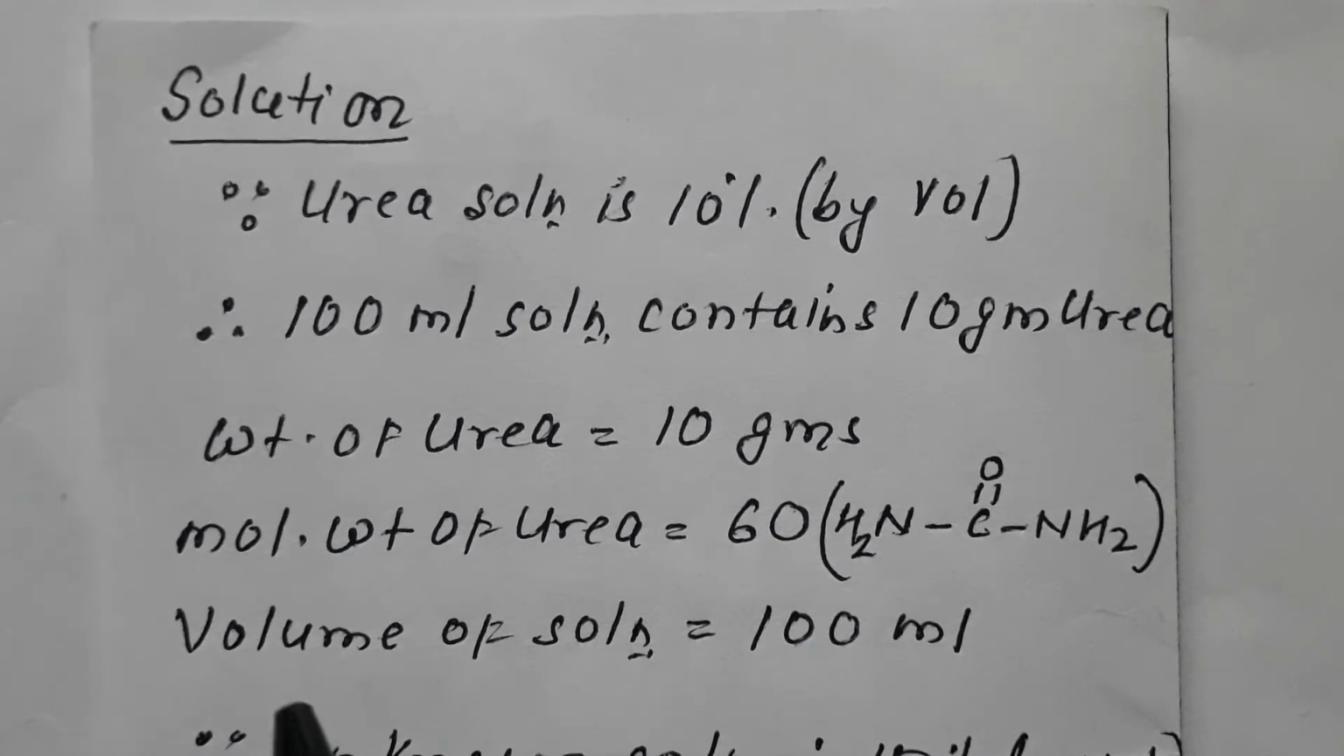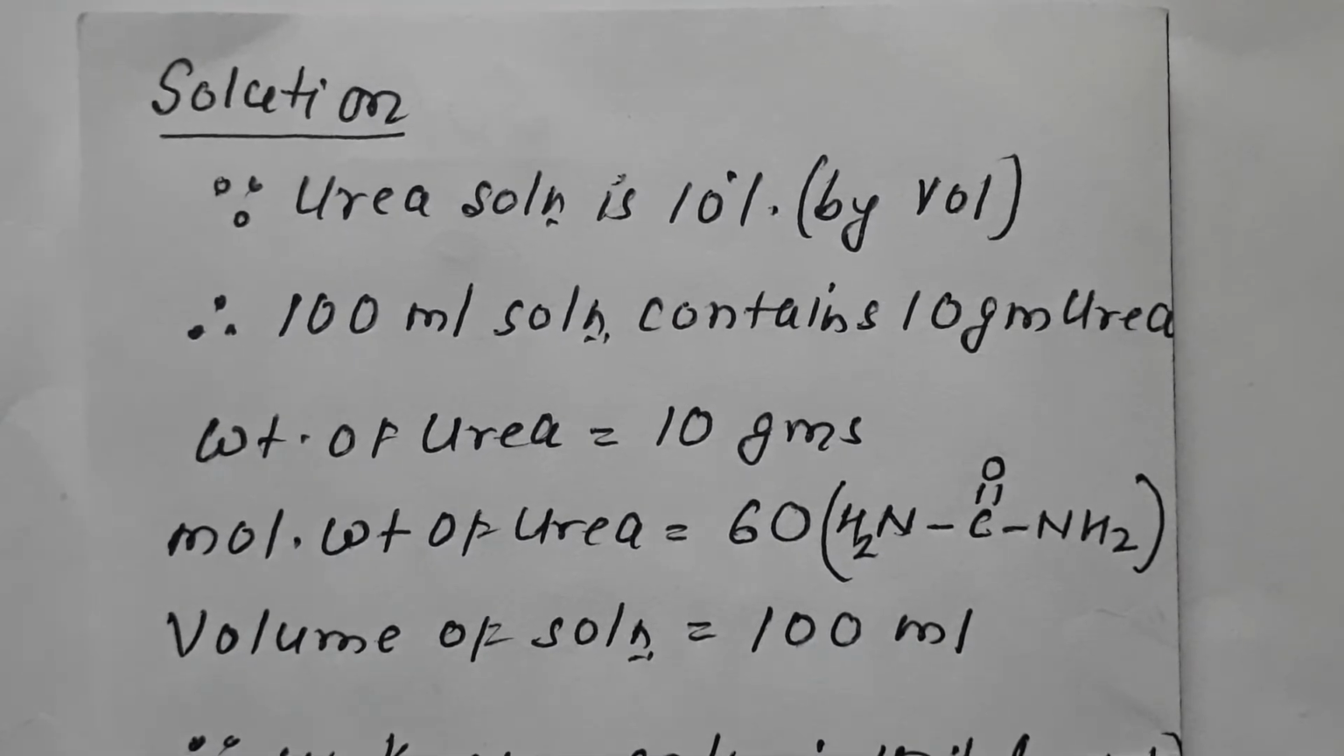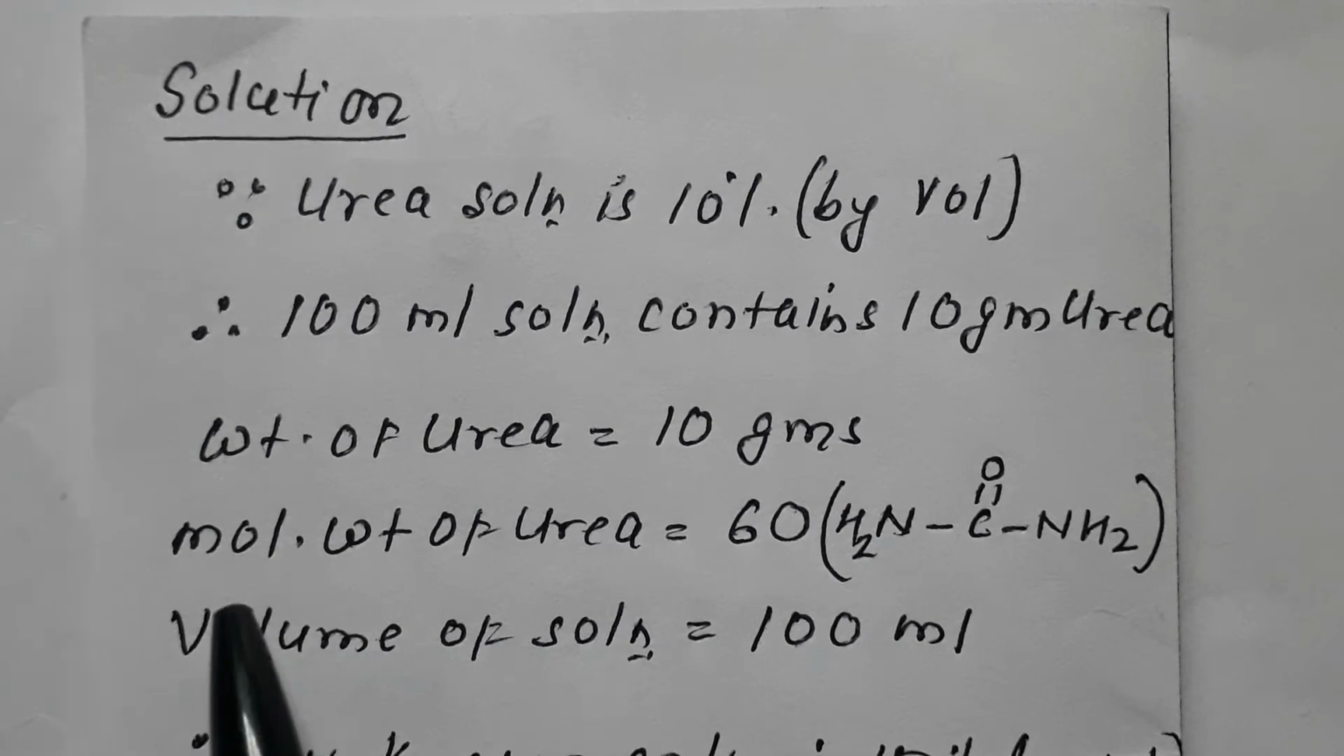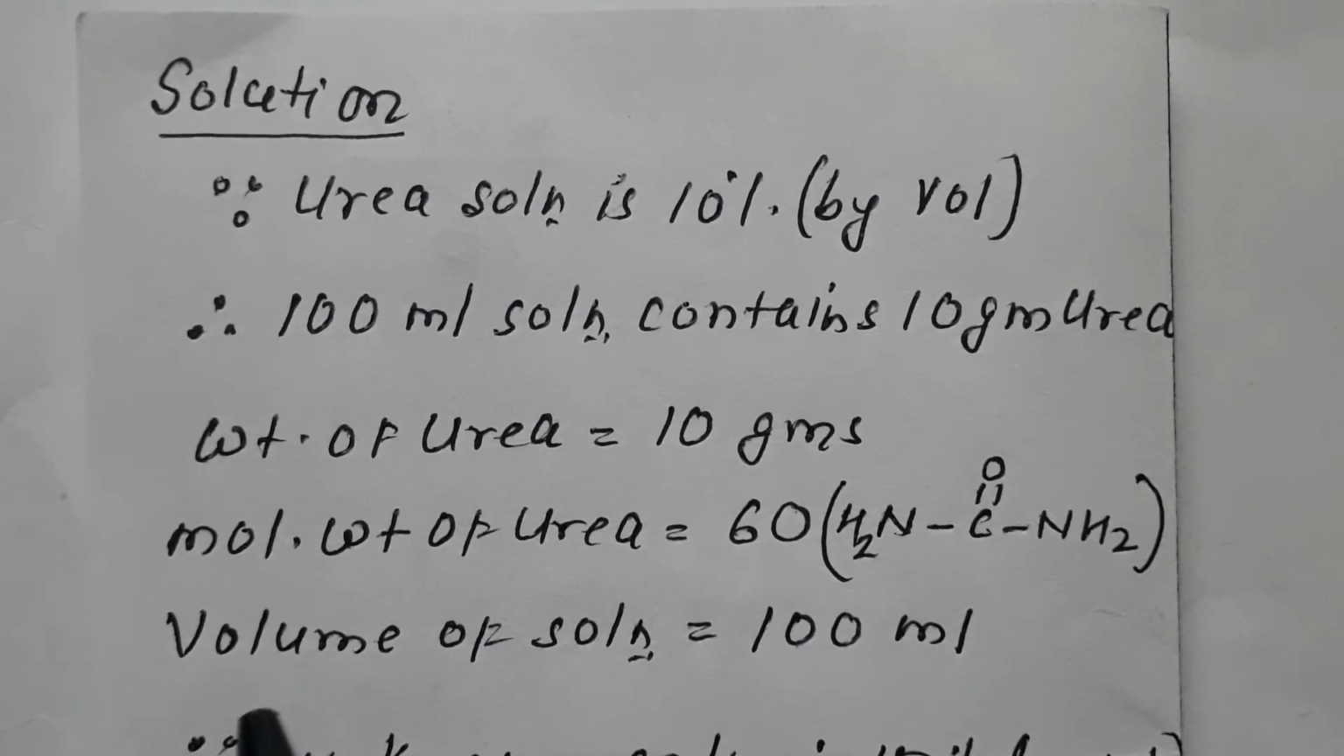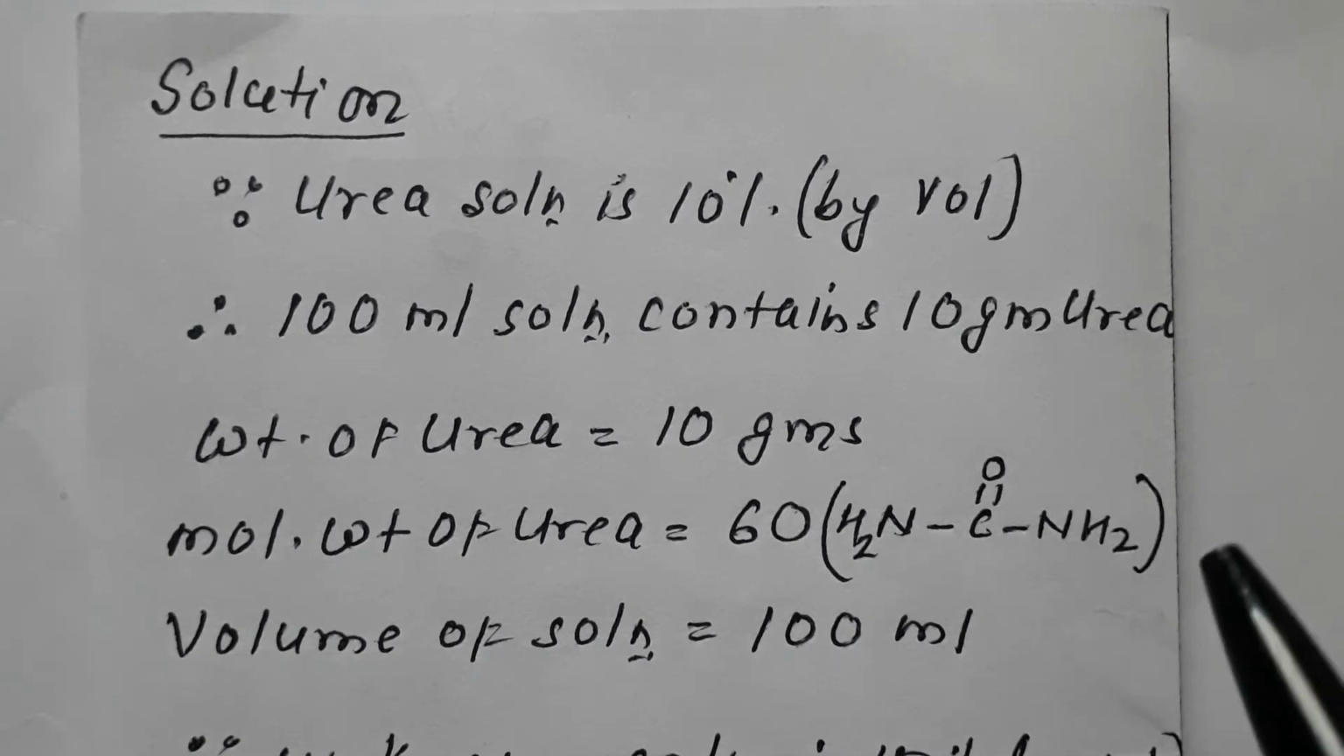And the volume of the solution is 100 ml. So the weight of urea is 10 grams, the molecular weight of urea is 60, and the volume of solution is 100 ml. This is for the first solution, that is, the urea solution.